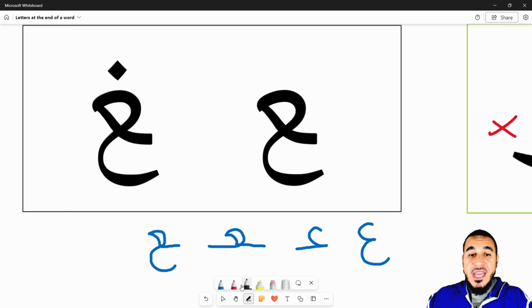Okay, so here it is when the ayn is at the ending of a word. And here is where it would attach to the letter that came before it. And the same for the ghayn. Remember, these two have the same shape, it's just that the ghayn has a dot above it. So the letter that comes before it would connect to it physically.